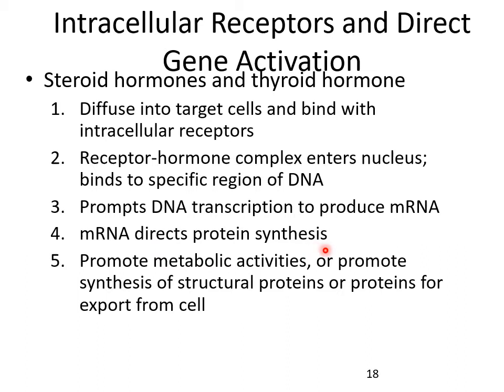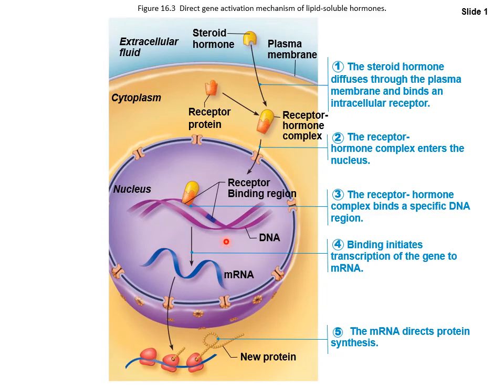So it carries the message from the nucleus, from the DNA, the message to make a protein. So those proteins that are produced can promote metabolic activities or promote synthesis of structural proteins or proteins for export from the cell. So a lot of different things. Those proteins could be enzymes that carry out activities. So everything happens because of this DNA transcription and then translation into proteins, and then the proteins carry out the effects. So here it is in picture form.